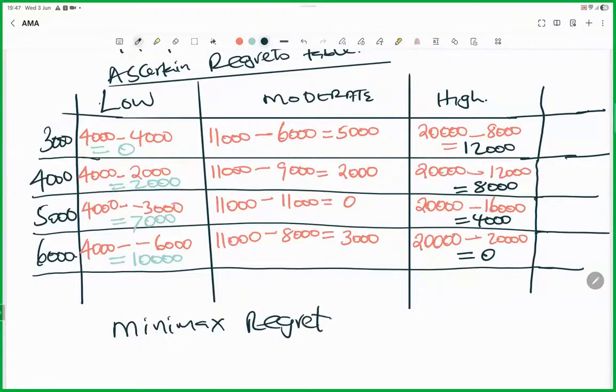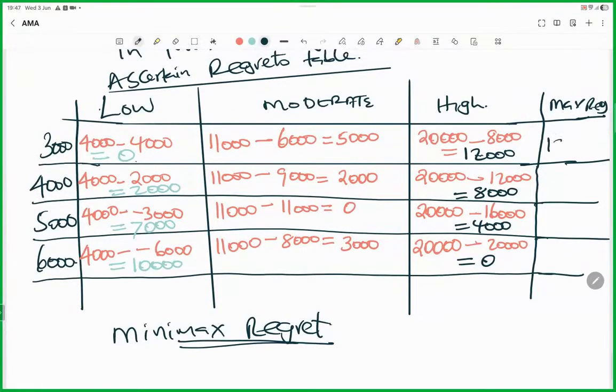Minimax regret. So you start with the maximum regret. So you go to each row identifying the maximum what here? Regret. Each row. So row number 1, what is the maximum regret? I can see 0, 5,000, 12. So you pick 12,000, isn't it? So you go to row number 1, you check the regrets that we have, and you pick the maximum one.